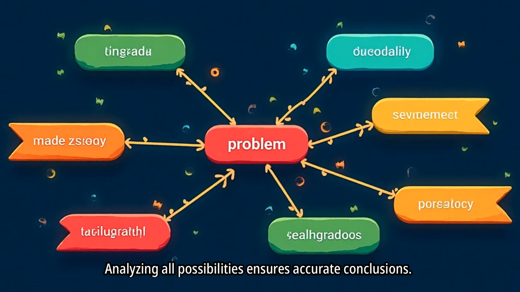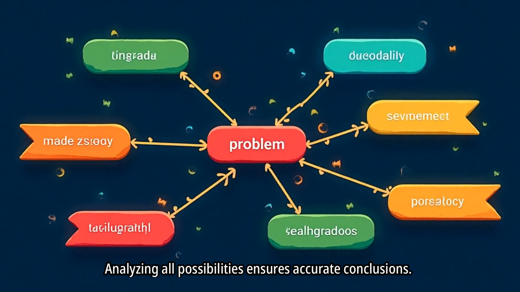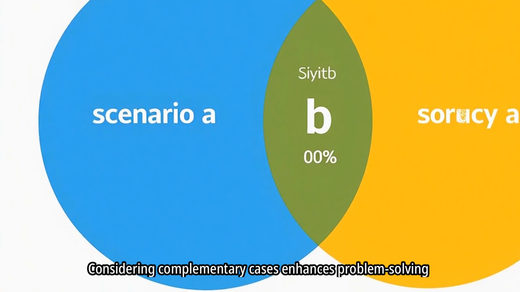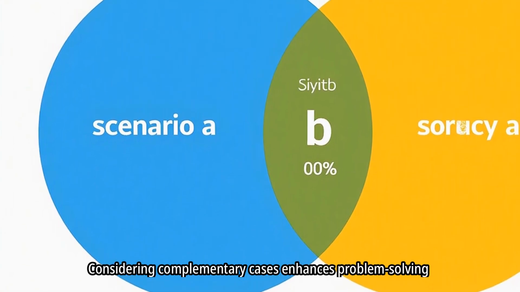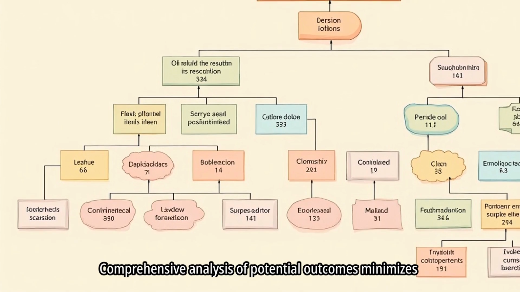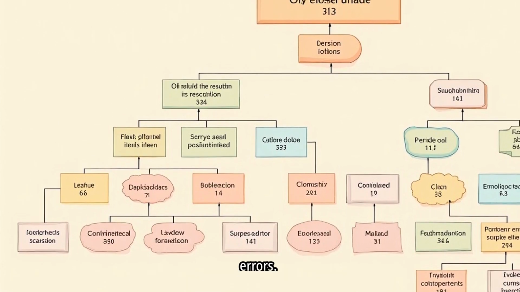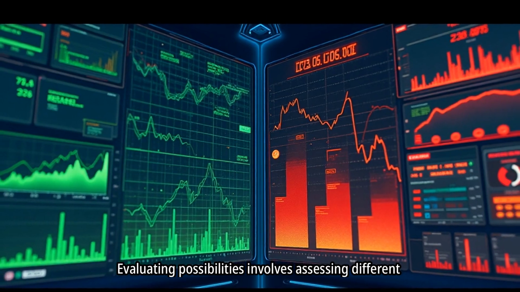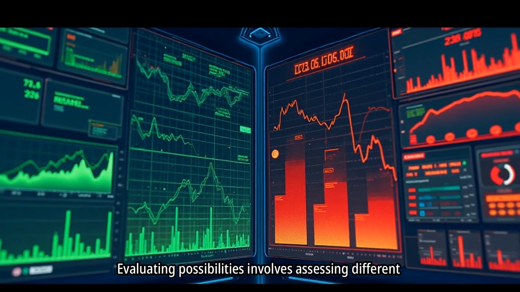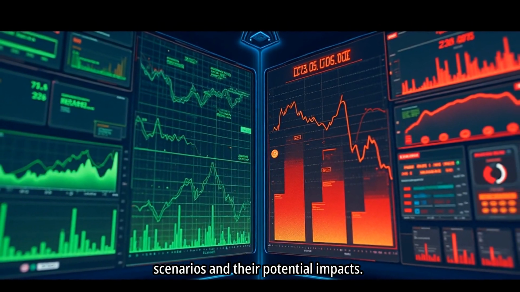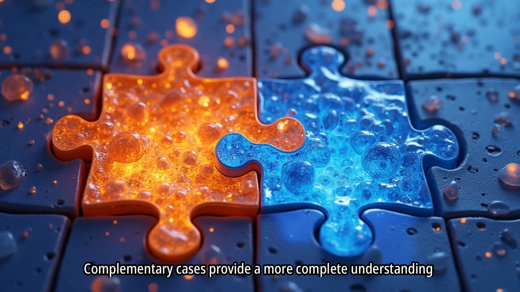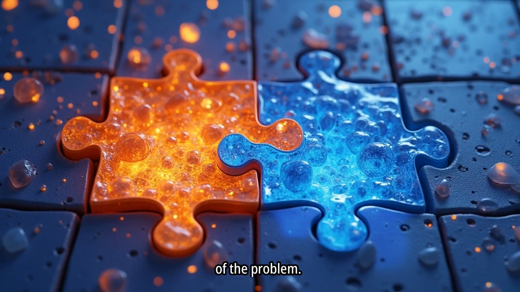Analyzing all possibilities ensures accurate conclusions. Considering complementary cases enhances problem-solving effectiveness. Comprehensive analysis of potential outcomes minimizes errors. Evaluating possibilities involves assessing different scenarios and their potential impacts. Complementary cases provide a more complete understanding of the problem.